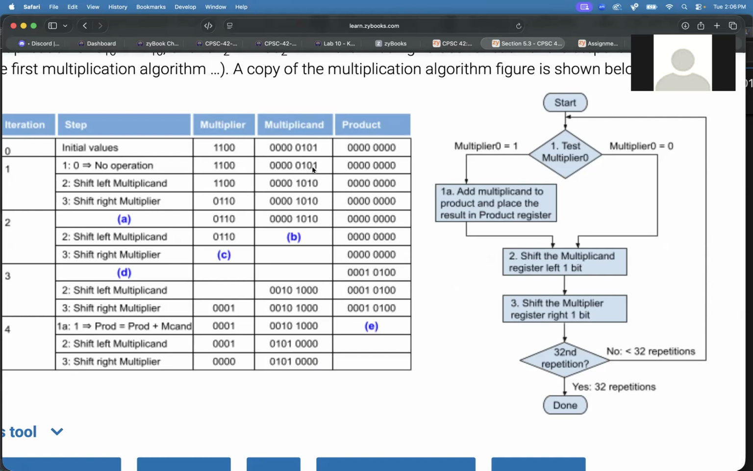So 101 all the way on the right, now it's 101 with an extra 0. So this moved left. That's step 2. We did nothing to the product step. Then step three is supposed to shift the multiplier 1 bit right. So this should be 1100, we're moving to the right here, so it goes 0110. So the 1's move to the right. And that's it for that entire thing.